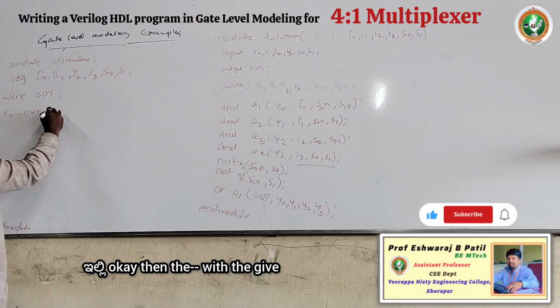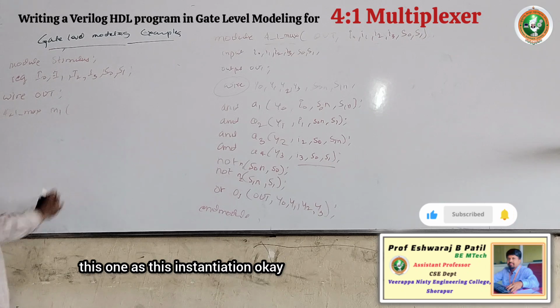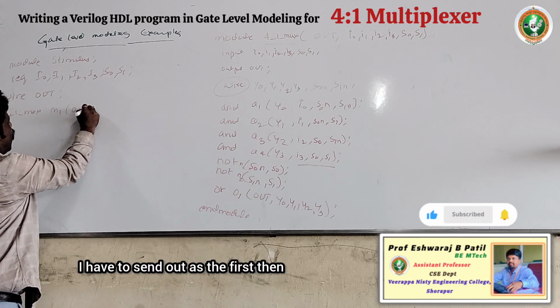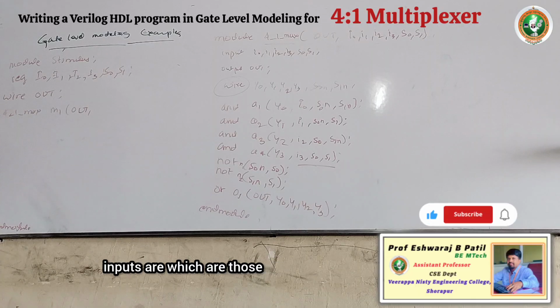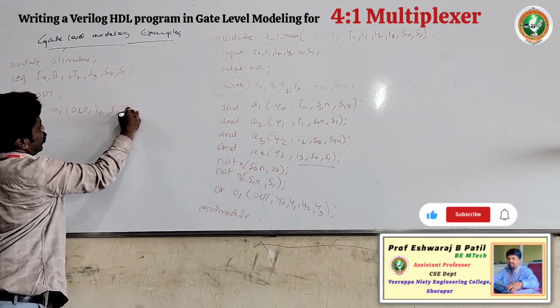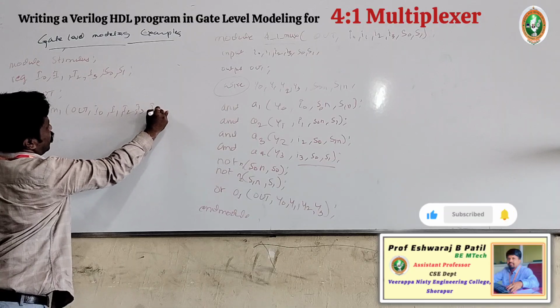Then, with this instantiation, I have to send the input and output combination. First the output, then the inputs. What are those? I0, I1, I2, I3.